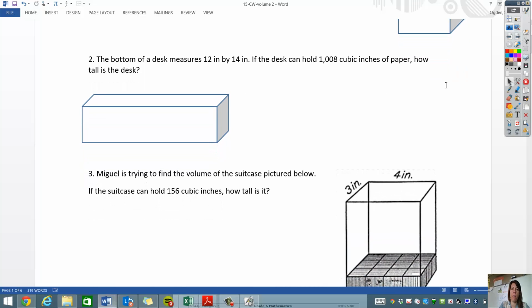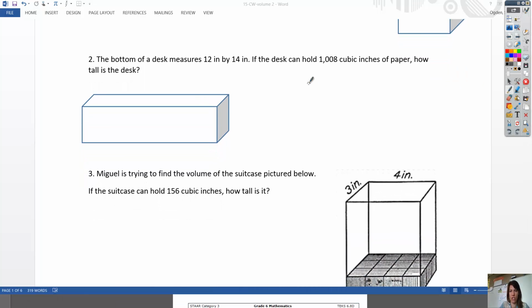Number 2 says the bottom of a desk is 12 inches by 14 inches. If it can hold 1,008 cubic inches of paper, how tall is it? The bottom of a desk is a rectangle, and 12 by 14 is my base, little b, not big B. If it can hold cubic inches, I know that's the volume, and it's asking how tall it is. It's really important to notice that the picture is super off, but I have to trust the numbers.